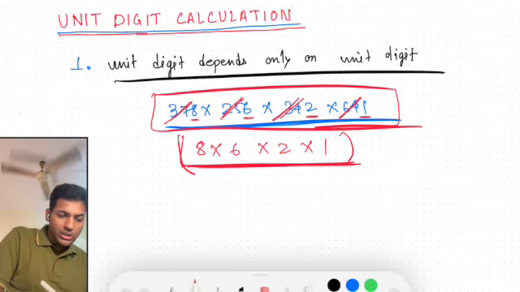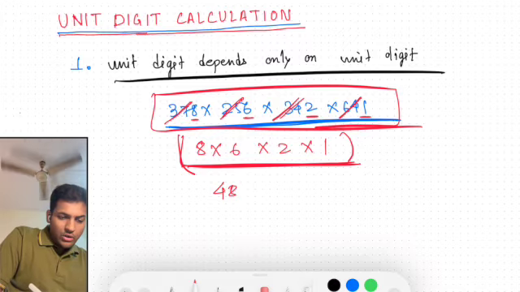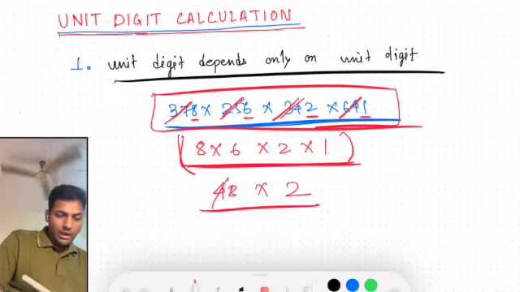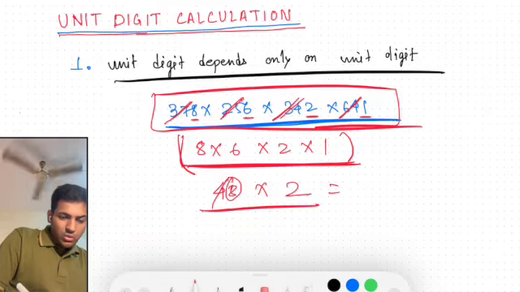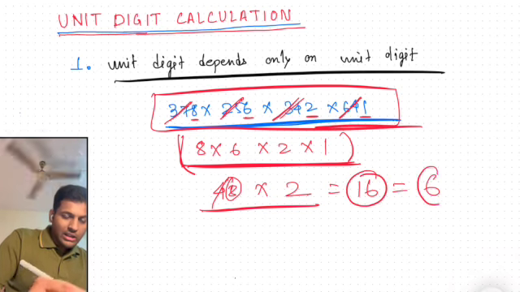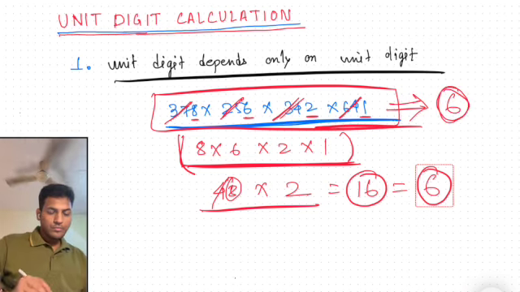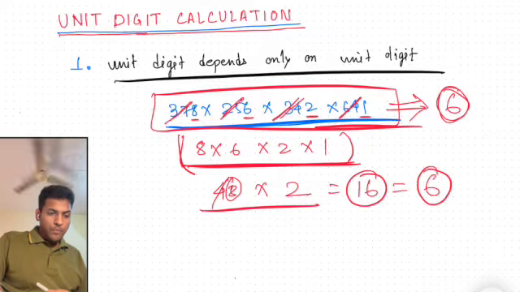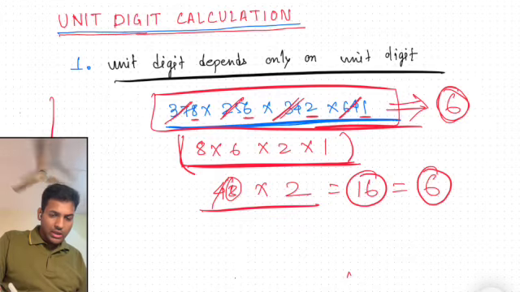Now how will we proceed? We multiply 8 into 6, which is 48, and 2 into 1 is 2. Again we don't need the full multiplication, we take only the unit digit into account: 8 into 2 is 16, and the unit digit of this number is 6, and hence we can say that the unit digit of the original number will be 6. Are you getting it? This is a very important rule which applies to any kind of complex expression.